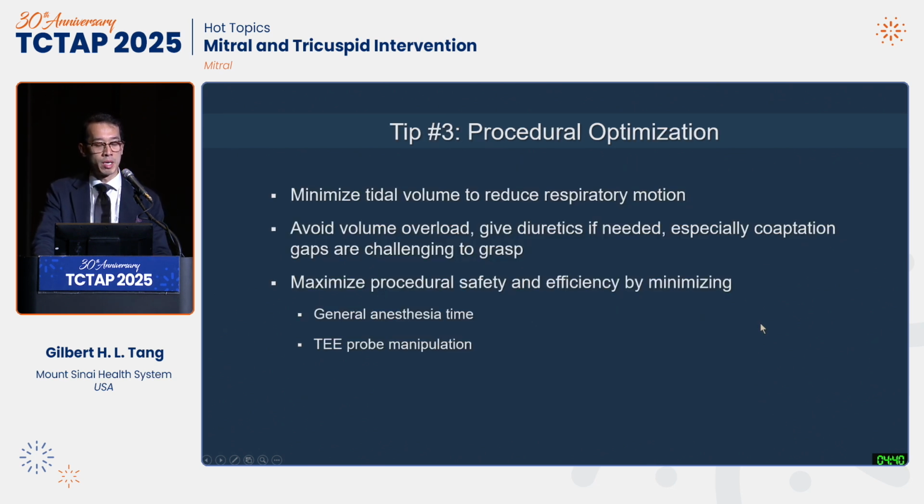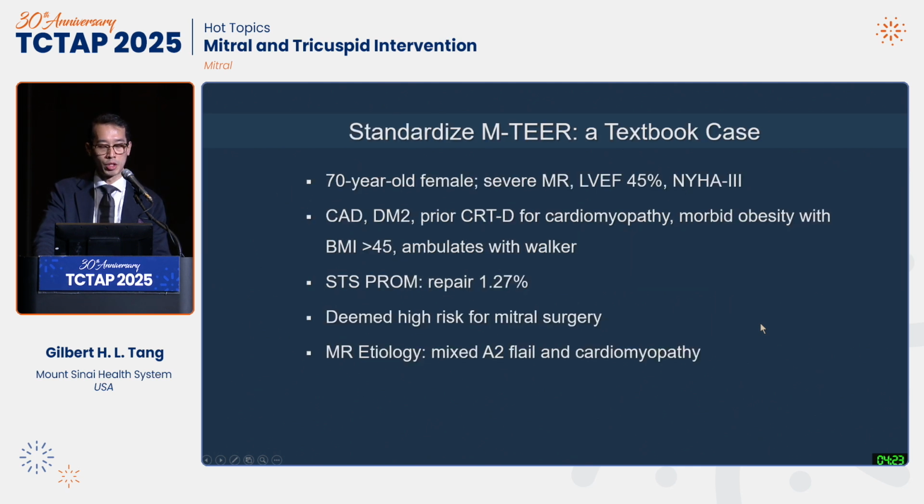Third tip is minimize the tidal volume in terms of respiratory motion so you can be more stable grasp. Avoid any volume overload. You might need to give diuretics during the procedure to reduce the gap. And also you want to maximize procedural efficiency to minimize the anesthesia time and probe manipulation time.